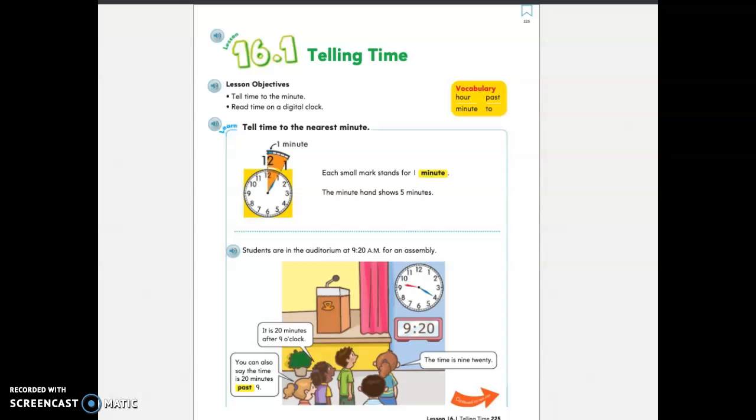Hello, third graders. It's Mrs. Nelson, and we are starting a new chapter in math. We're starting chapter 16, and we're going to be telling time.